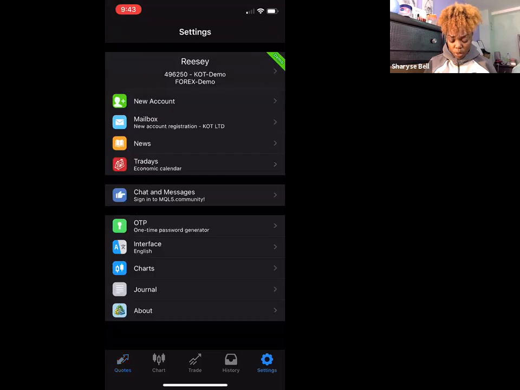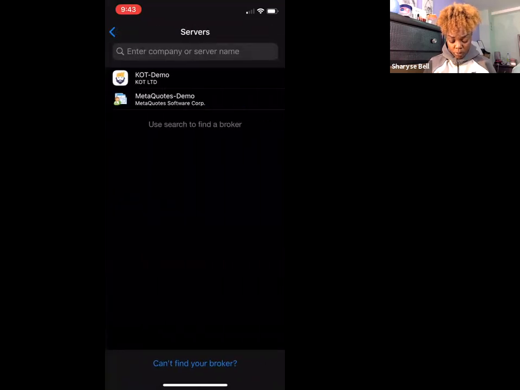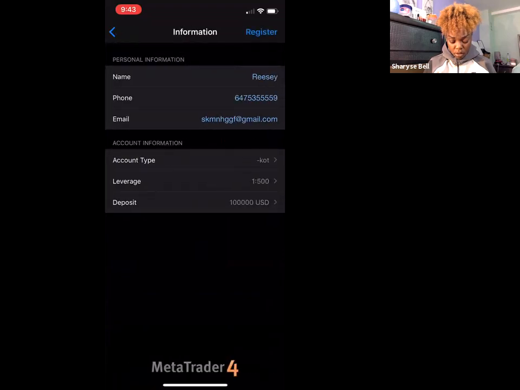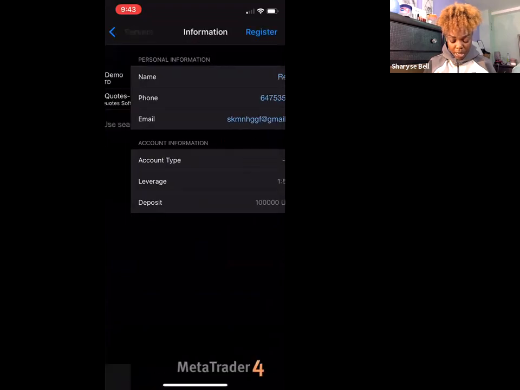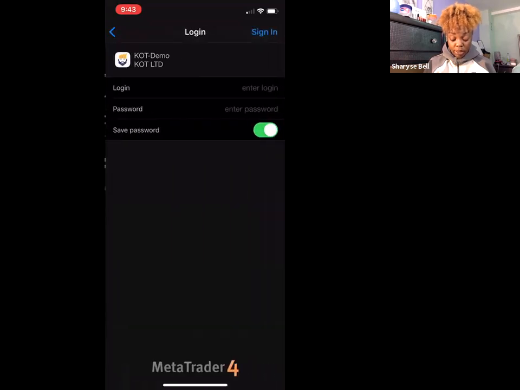right here, right? You come back, you bring it to your KOT, open up a demo account, you open up demo, I lied, sorry. It's actually log into an existing account. And then you would find KOT demo, and then whatever login password, or whatever your login is and your password is that was emailed to you, you're just gonna put it in right here.